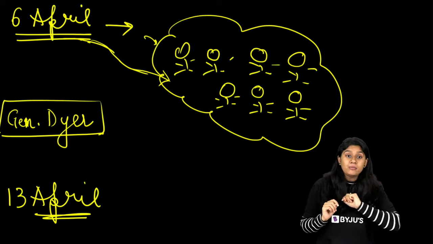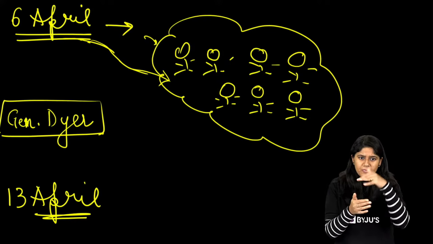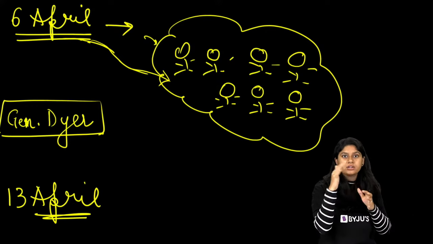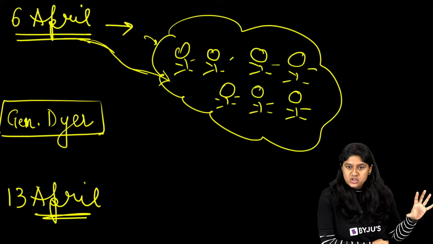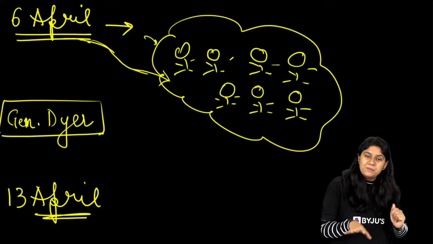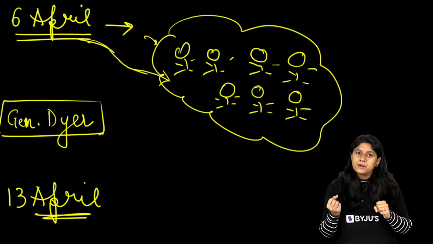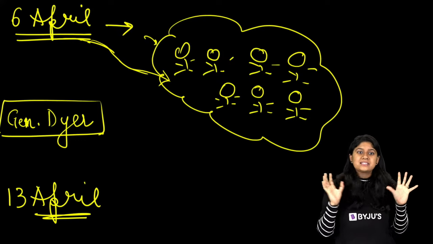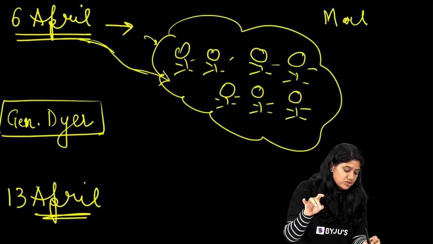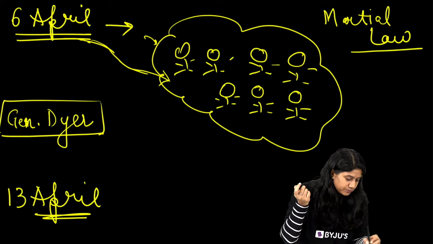Apart from that, General Dyer, around this time, from the 10th to 13th, applied a very special law called martial law. He started with a little bit of violence on the people, hitting the people very badly. And he said that we have the martial law. Everyone, we will be looking into this in detail, but I just want all of you to listen to the story that I'm telling you. We have the martial law.